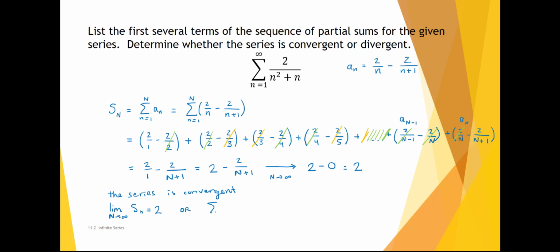or, in other words, the sum from n equals 1 to infinity of 2 divided by n squared plus n equals 2.